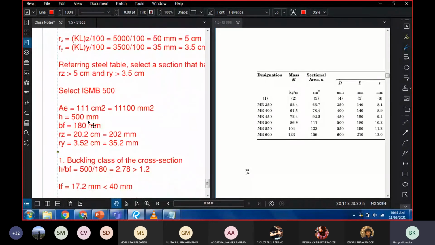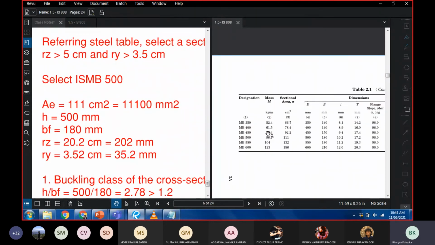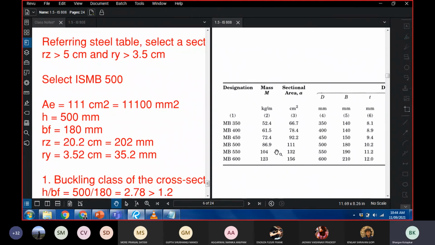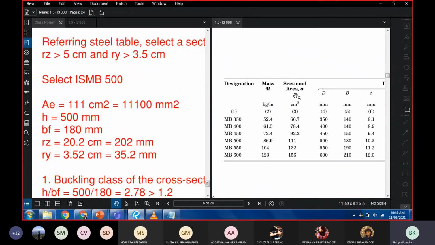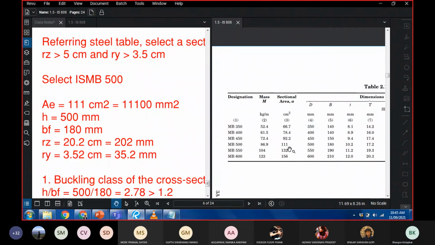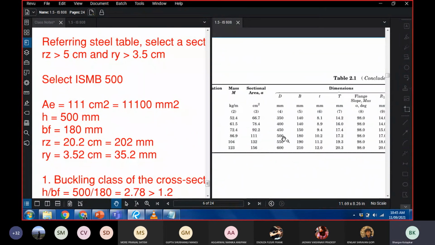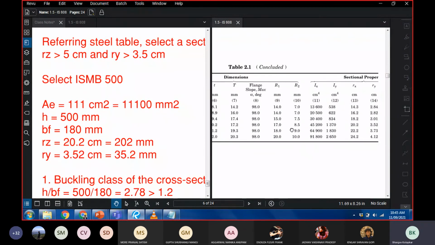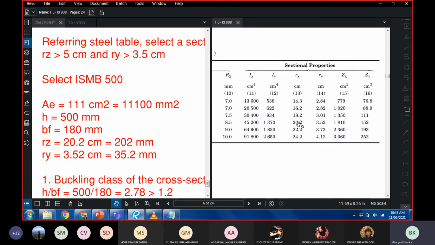So like we did last time, we are going to need some data from the steel table. We'll start with the area. So the area is 111 centimeters square, which is 11100 mm square. Then the depth is 500 millimeters. Width of the flange is 180. Rz is 20.2 centimeters, which is 202 mm. Ry is 3.52 centimeters, which is 35.2 mm.